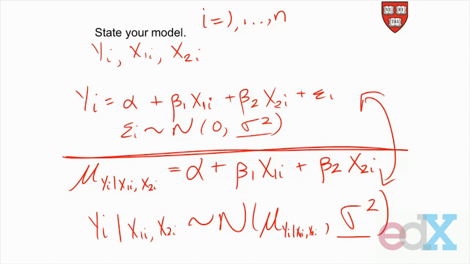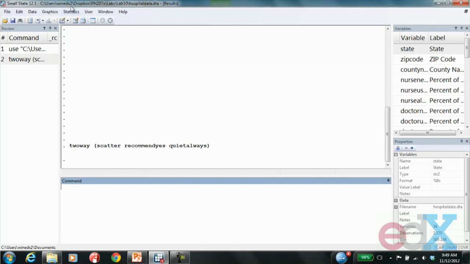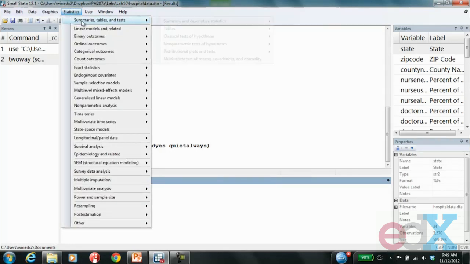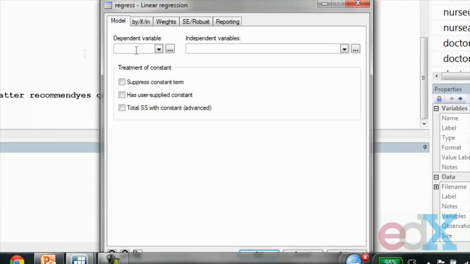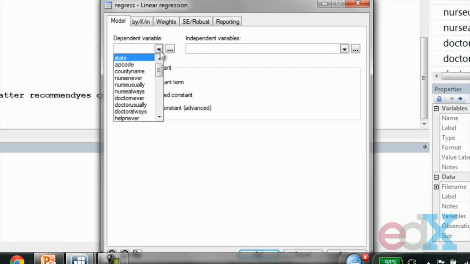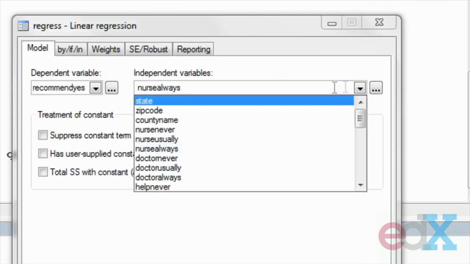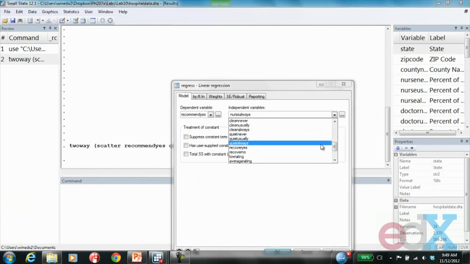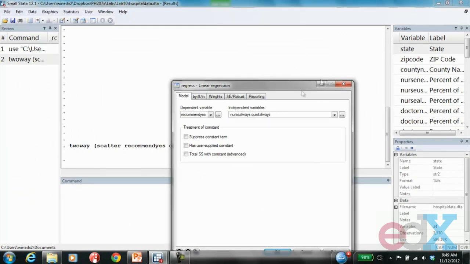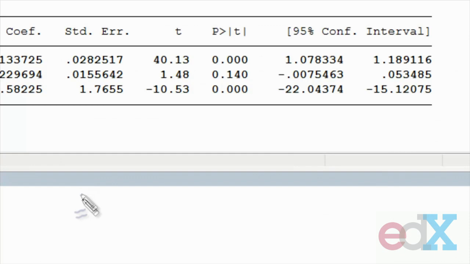Now that we've written down our multiple linear regression model, let's go ahead and fit this model in Stata. Fitting a multiple linear regression model is the same as fitting a simple linear regression model in Stata. We just go Statistics, Linear models and related, and then click on Linear regression. The only difference is now we have more than one independent variable. So for my independent variables, I select nurse always and quiet always and hit submit. Now let's look at the output of our linear regression model.